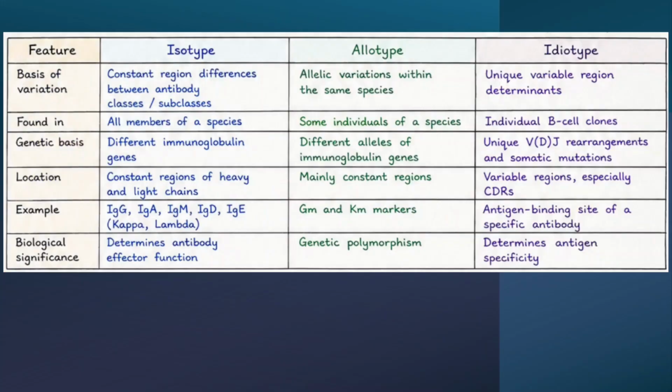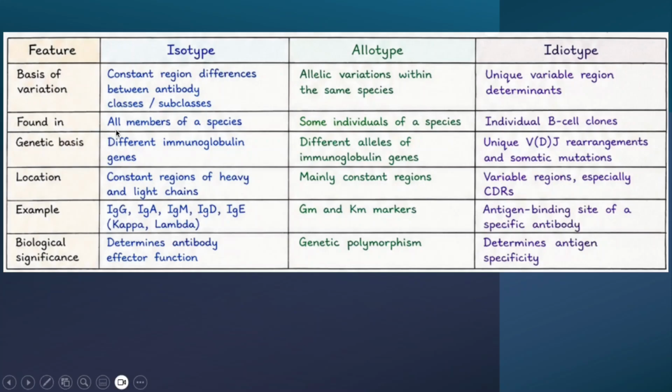If we summarize the whole concept, looking at the basis of variation: in isotype, the basis of variation is the differences in heavy and light chains, which give us classes and subclasses of the antibodies. In case of allotype, there are genetically inherited allelic variations within these classes. In case of idiotype, these are the unique sequences of the paratope, unique CDRs, which determine the uniqueness of a particular antibody or a particular B-cell clone.